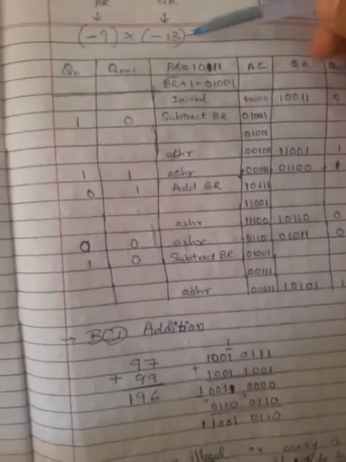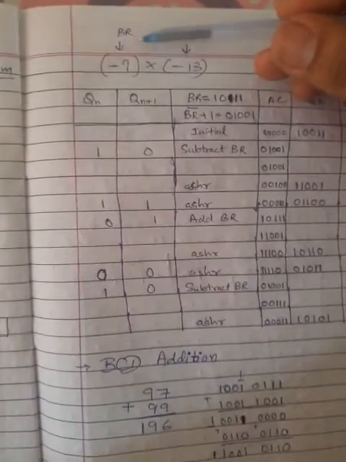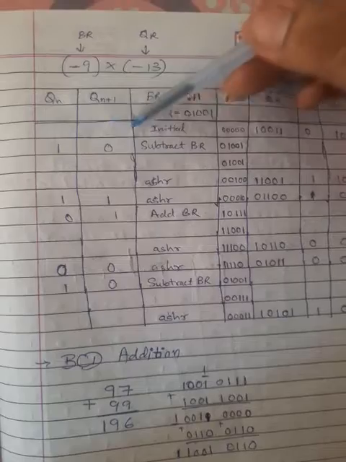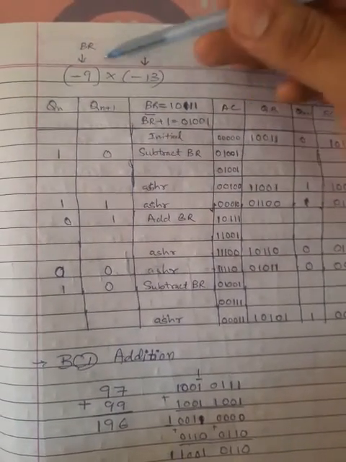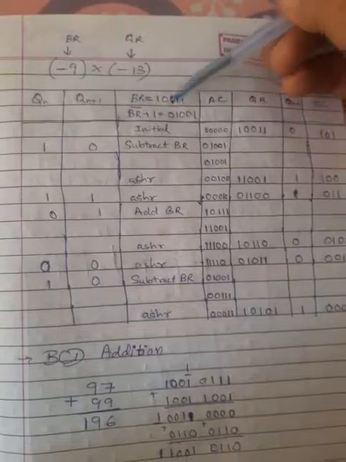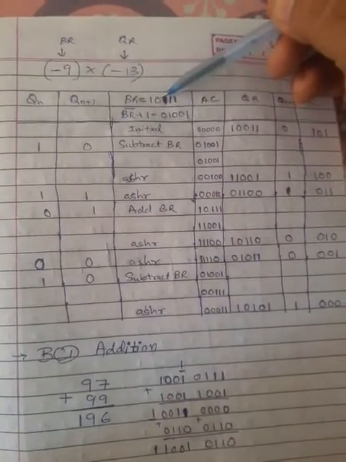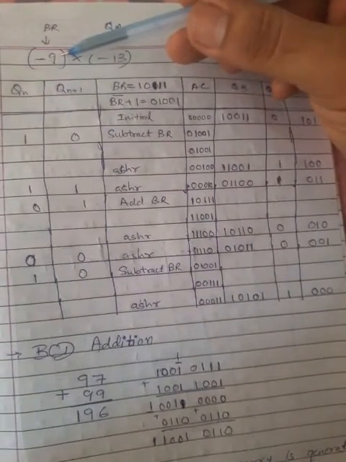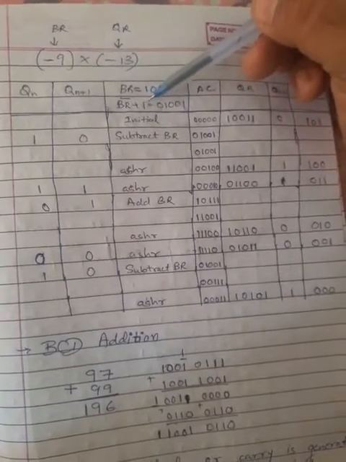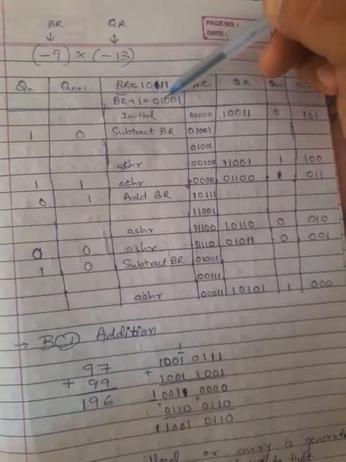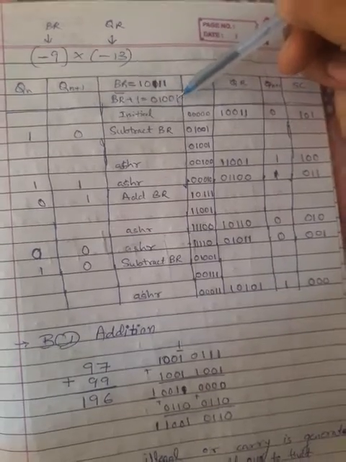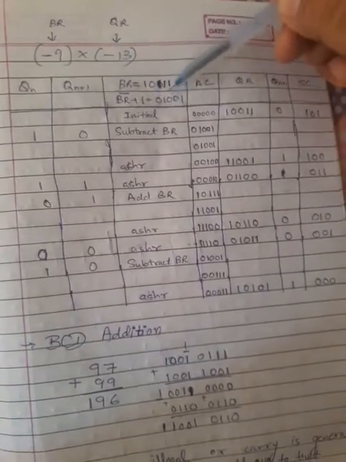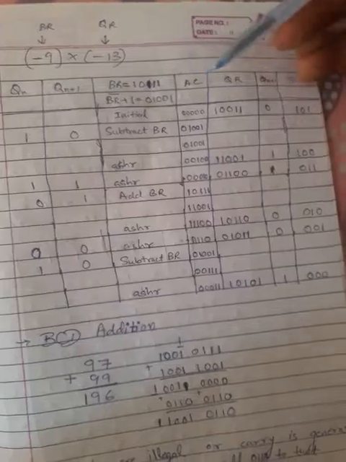So here we will see the example for this. We have to multiply minus 9 and minus 13 here, and the first part is taken in BR and the second part is QR. Now BR is given here, and since this is a negative number, BR will be 10111. And if we do the complement plus 1, that is the subtraction part, then the value will be 01001. So that will be BR complement plus 1.